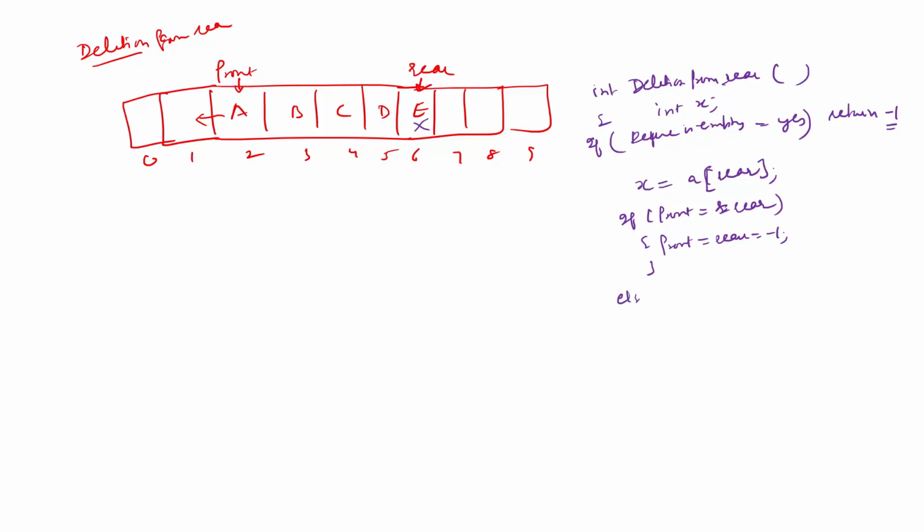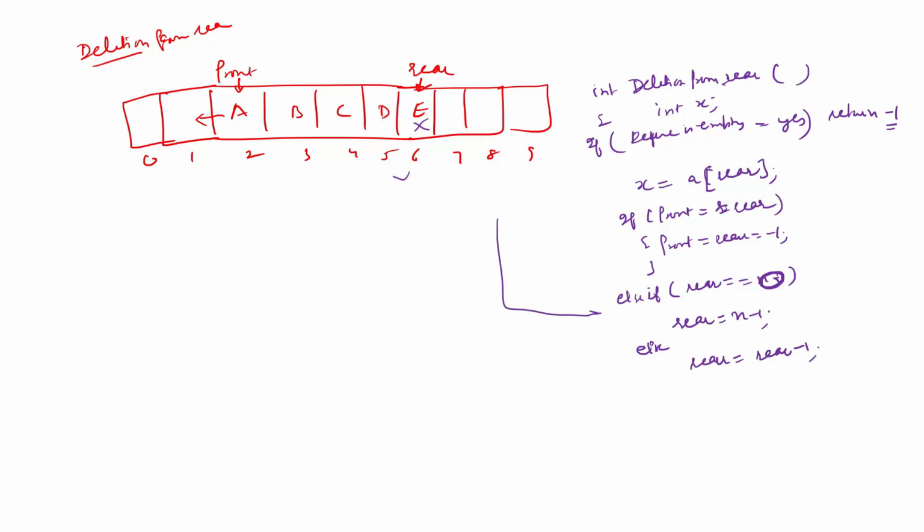The second case is, else if your rear is already at position 0 and you want to perform deletion of the element, deletion will decrease rear by 1, that means rear will become equal to n minus 1. And in the general case, you will set rear equal to rear minus 1. This is what we have done in this example.